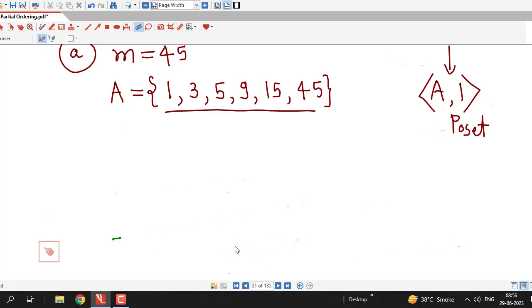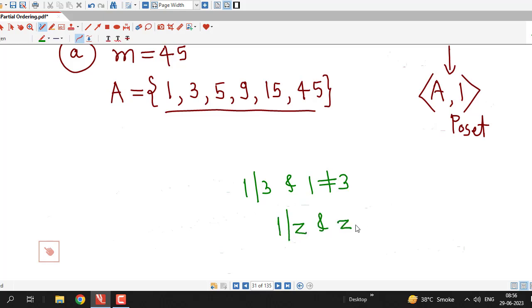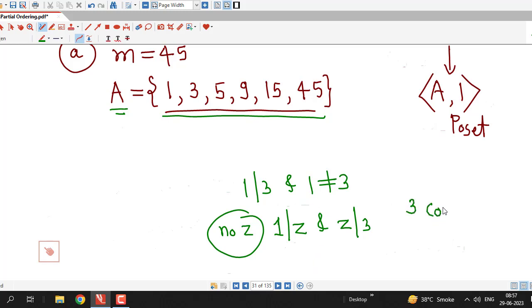And here our relation is divisibility relation. Now we know that 1 divides 3 and 1 is not equal to 3, and there is no z in between 1 and 3 such that 1 divides z and z divides 3. There does not exist any positive integer z in given set A such that 1 divides z and z divides 3. Therefore 3 covers 1.